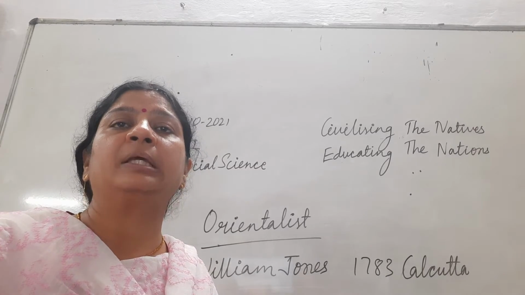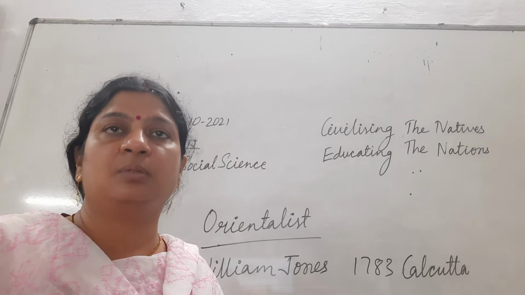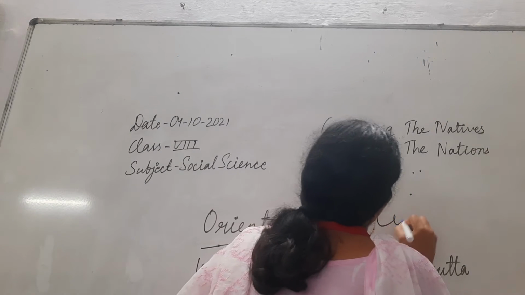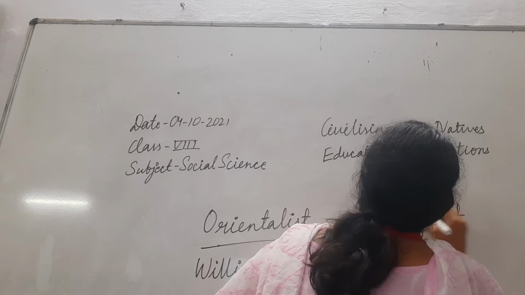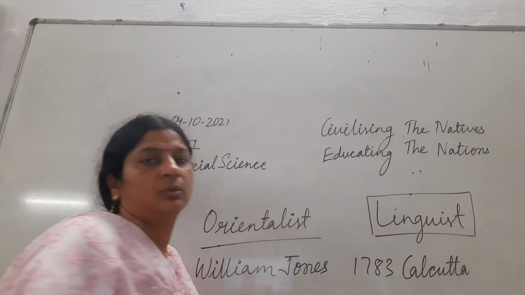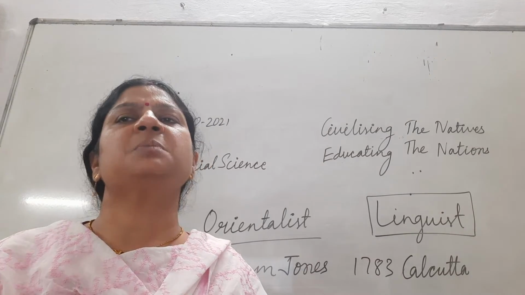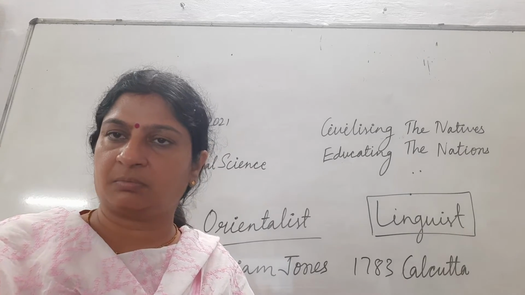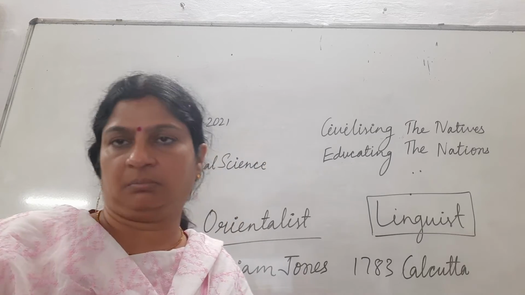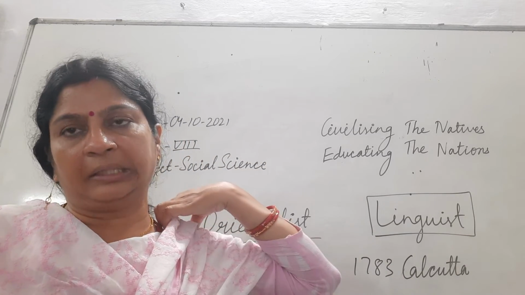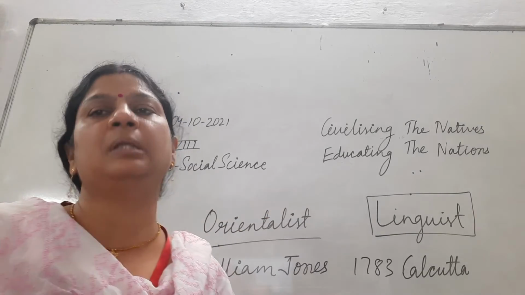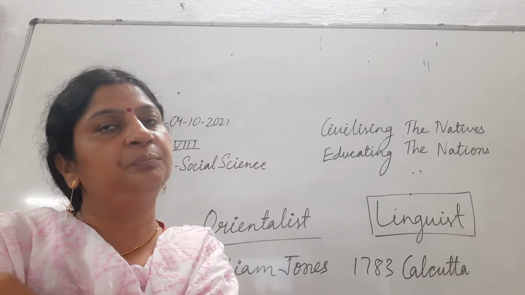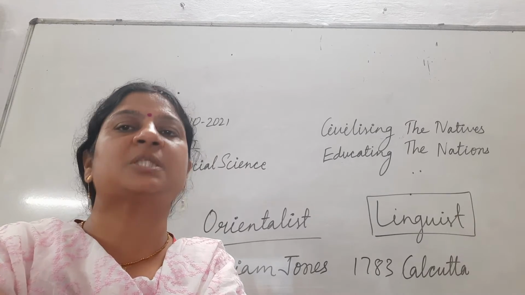But other than being an expert in law, he was also a linguist. So what is the meaning of linguist? A linguist is someone who knows and studies many languages. Like most of us know only two languages, English and Hindi. But there are people who know and study so many languages. Such people are called linguists. William Jones was such a linguist.